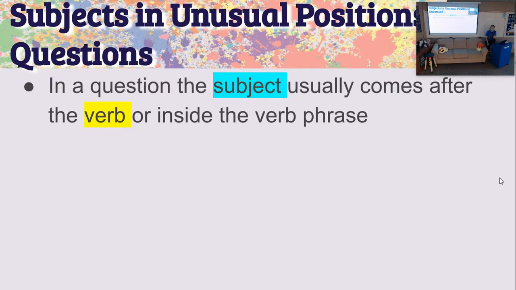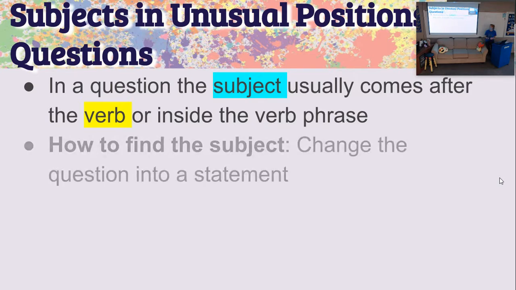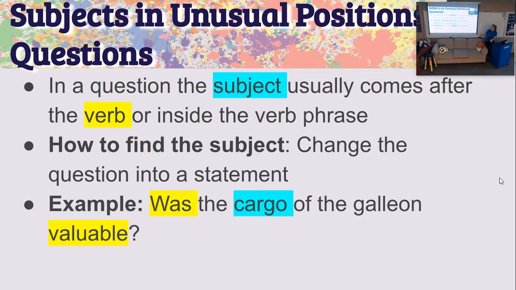Okay, questions. So a lot of the time when you have a question, the subject will come after the verb or even inside of the verb phrase. So the kind of trick to help you with this, and it does not help with all questions, okay? It just helps with some. But one way that it will help is if you change the question into a statement. So if you had this question, was the cargo of the galleon valuable? Okay, notice cargo is still our subject, and then the verb phrase is was valuable. It's our helping verb and our action verb.